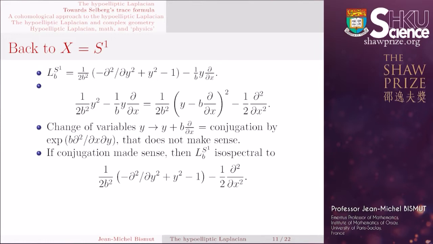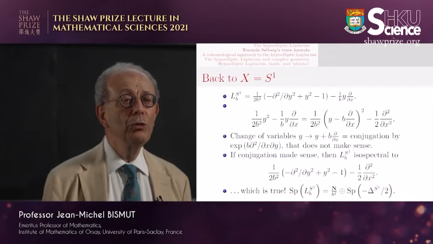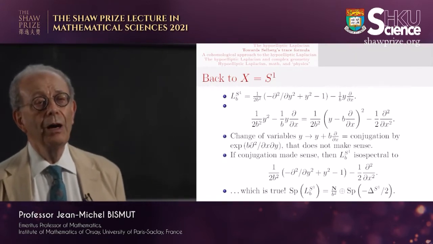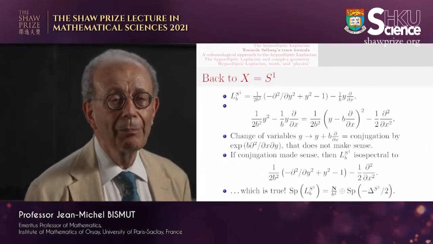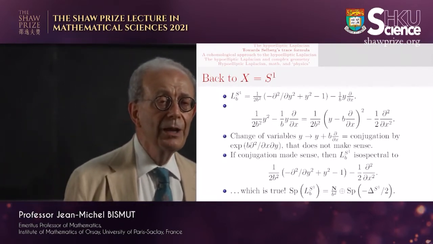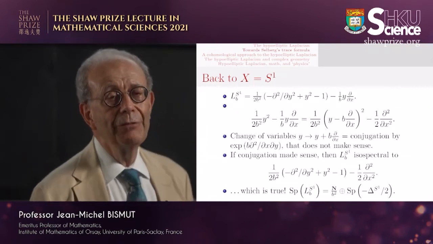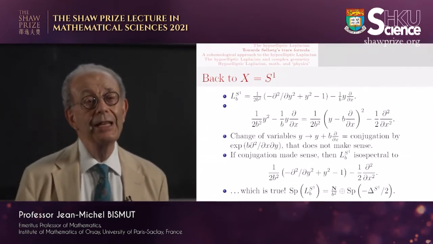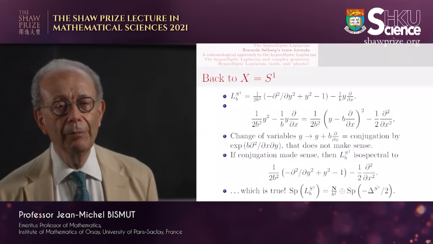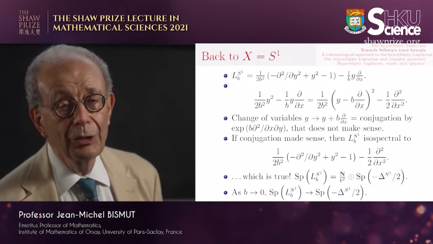Now, what the theory of the hypoelliptic Laplacian says is that in spite of the fact that the conjugation does not make sense, the conclusions are true. The two operators are indeed isospectral, so that the spectrum of our original hypoelliptic Laplacian is given by the term-by-term sum of two pieces. The first piece is n, the integers divided by b squared. That comes from the original spectrum of the harmonic oscillator. And the second term is just the spectrum of the Laplacian on S1.